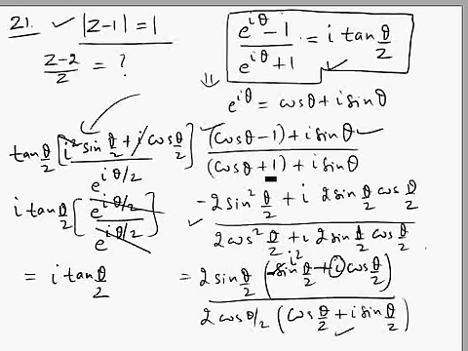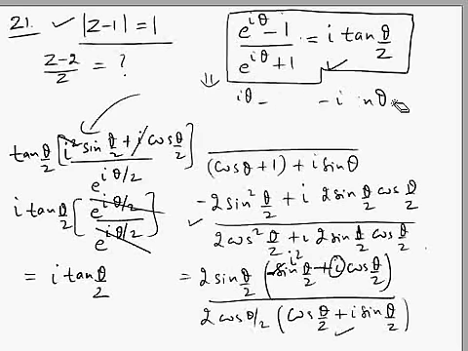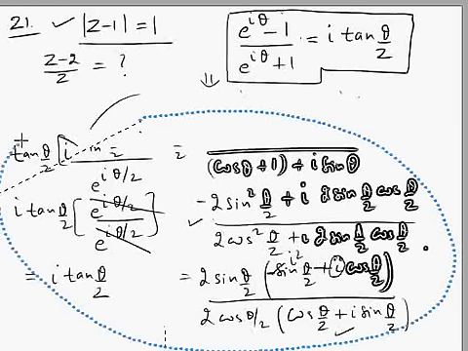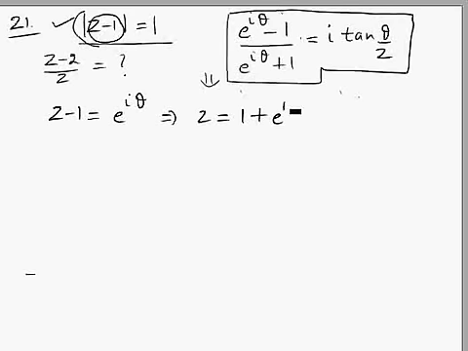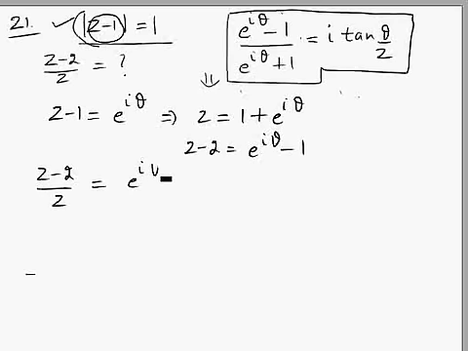Now let's look at this question again. I'm removing this derivation, I don't need it anymore. In this question, let's assume Z minus 1 is a complex number whose modulus is 1. So I can assume it is e to the power iota theta, that is Z equals 1 plus e to the power iota theta. Z minus 2, subtracting 2 from both sides, is e to the power iota theta minus 1. Now see this ratio: Z minus 2 over Z equals e to the power iota theta minus 1 over e to the power iota theta plus 1.